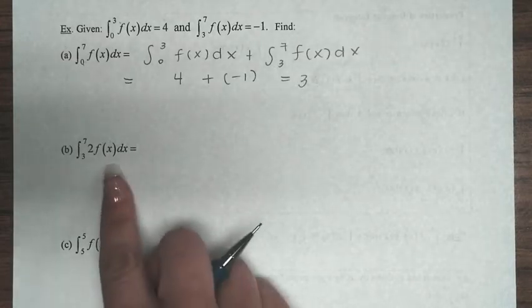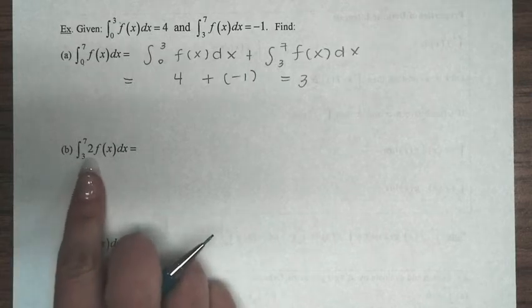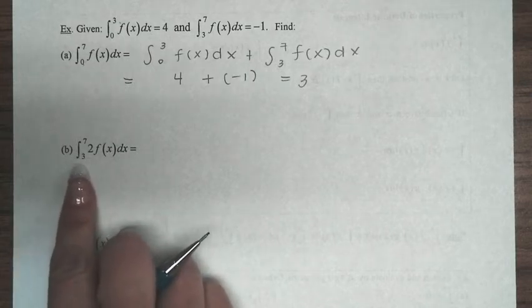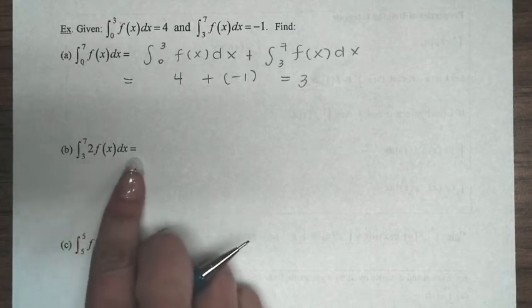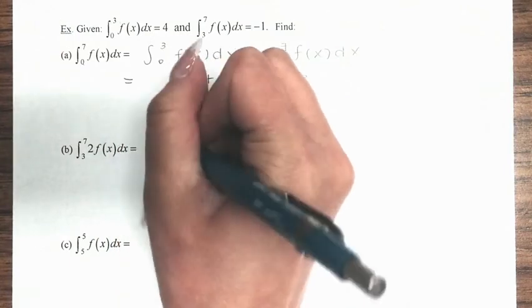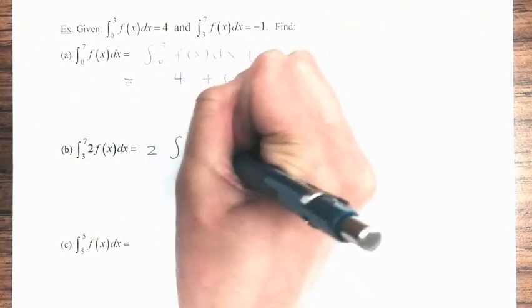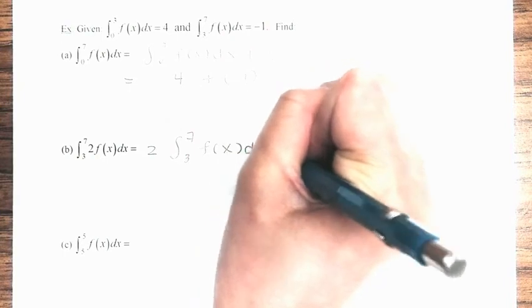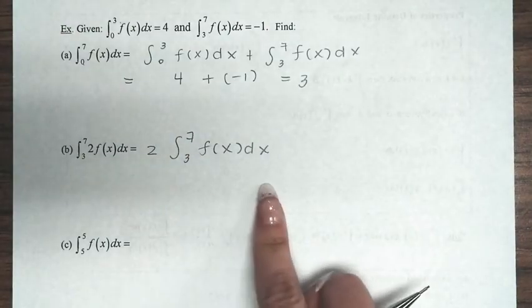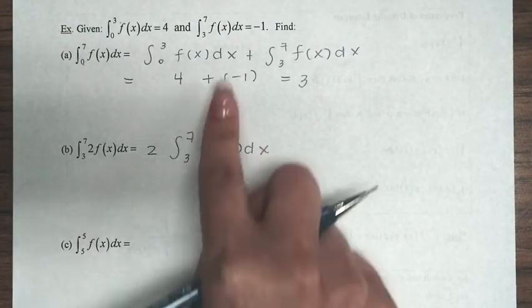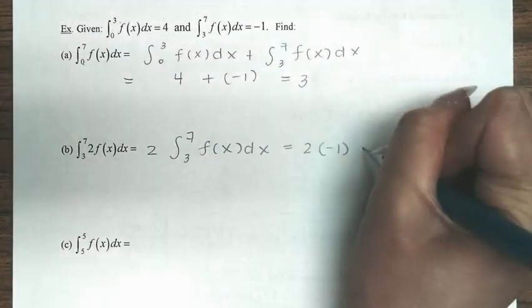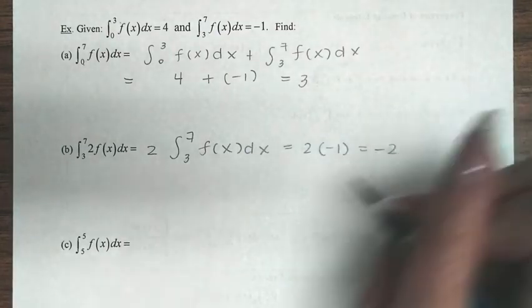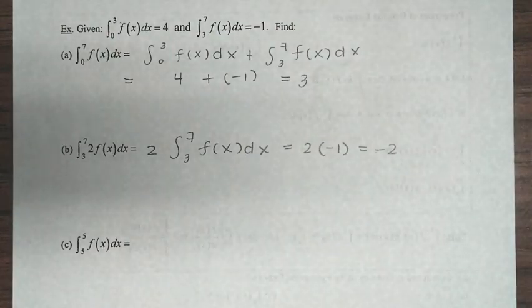Similarly, here we are going to use more properties. You recognize that 2 is a constant, and we have the integral from 3 to 7 of 2 times f of x dx. The first thing I do is take the 2 out because it's a constant, and we can do that with constants. That's the beauty of constants. So this is equal to 2 times -1, which is equal to -2. And that's pretty much it.